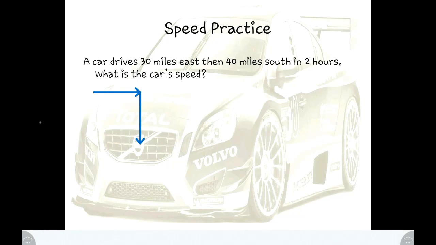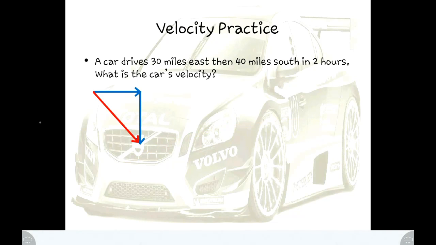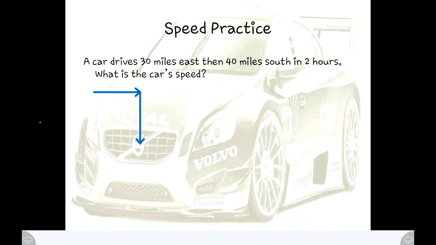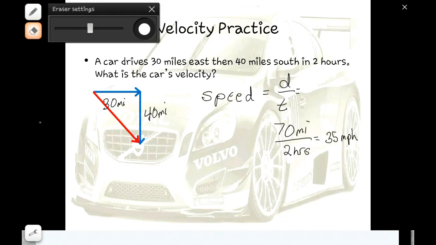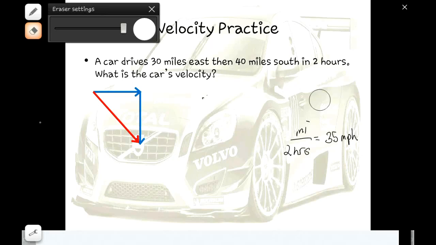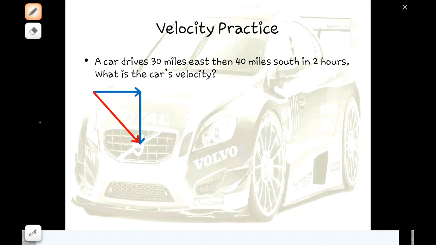Now, if we do another practice using velocity, we have to take into account vectors. Here I have a car that drives 30 miles east and then 40 miles south again in 2 hours. What is the car's velocity? Let's pull this back out, erase what we had, and start over. We have to know that it goes 30 miles east and then 40 miles south.